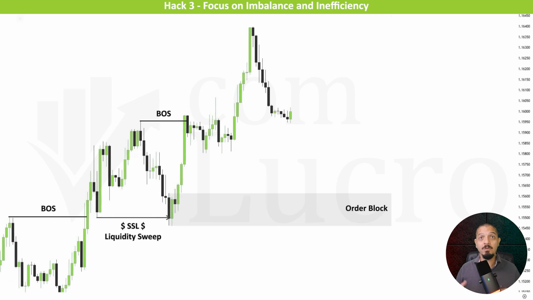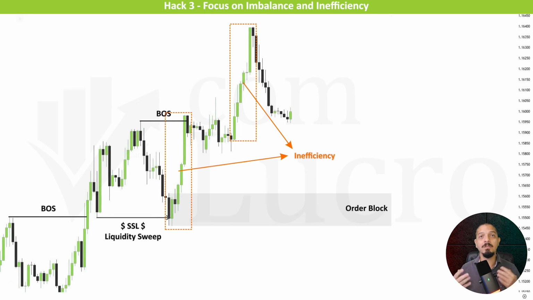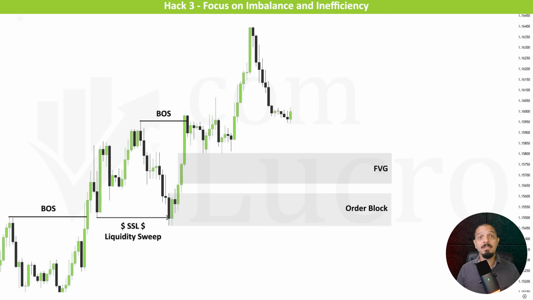Now, adding more confluence with hack number 3, we look for inefficiency. To strengthen the setup, we focus on order blocks or points of interest that are formed with imbalance and inefficiency. This matters because a clear imbalance between buyers and sellers indicates that significant volume was traded, suggesting smart money involvement. The presence of an unfilled gap above or below a point of interest acts like a magnet, making that zone more sensitive and reliable. Because of this, price is more likely to respect these areas when it returns to them.